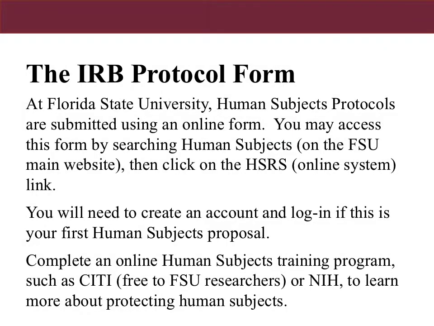At Florida State University, human subjects protocols are submitted using an online form. You may access this form by searching Human Subjects on the FSU main website, then click on the HSRS online system link. You will need to create an account and log in if this is your first human subjects proposal. Complete an online human subjects training program, such as CITI, which is free to FSU researchers, or NIH, to learn more about protecting human subjects.